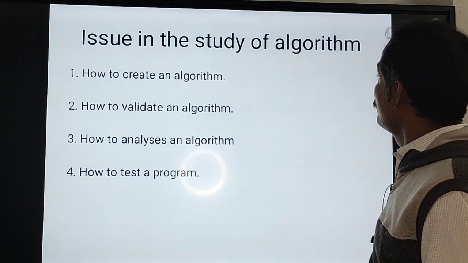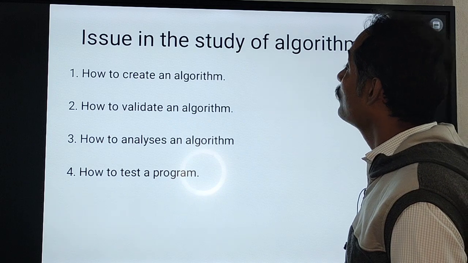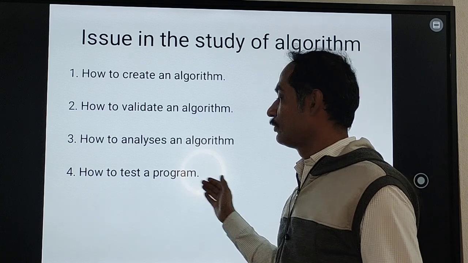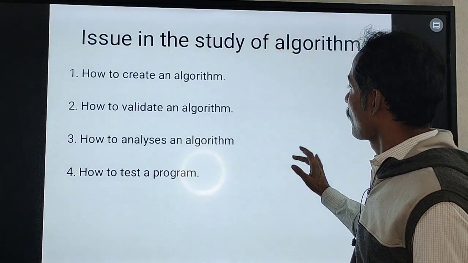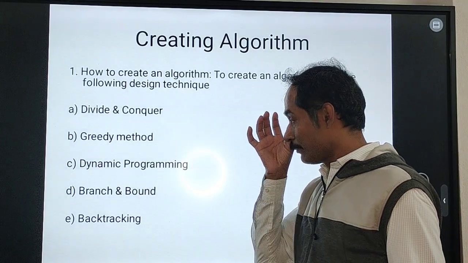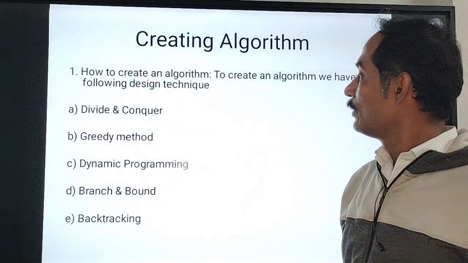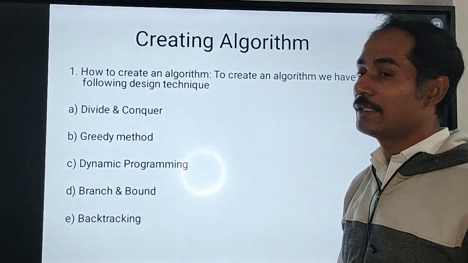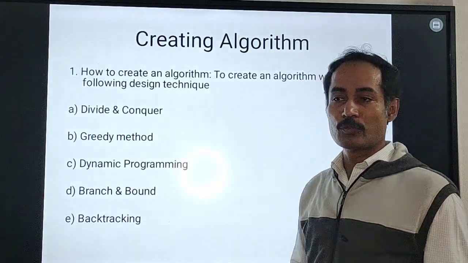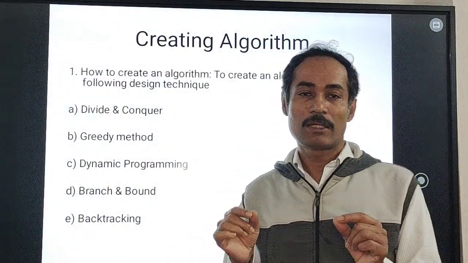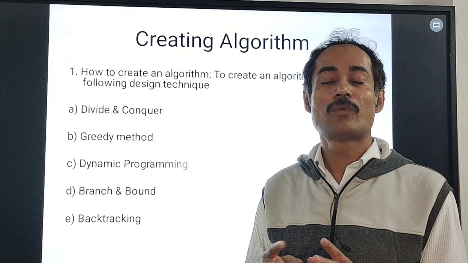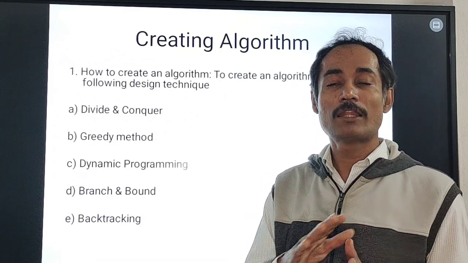And the issues related to the study of algorithms are how to create an algorithm, how to validate an algorithm, how to analyze them, and how to test a program. For point number 1, how to create an algorithm, we have a number of options, because based on the problems provided we have different approaches. If we consider merge sort, then definitely we will follow the divide and conquer approach. Merge sort is nothing but joining two sorted arrays, where the resultant array should have all the elements in sorted order.